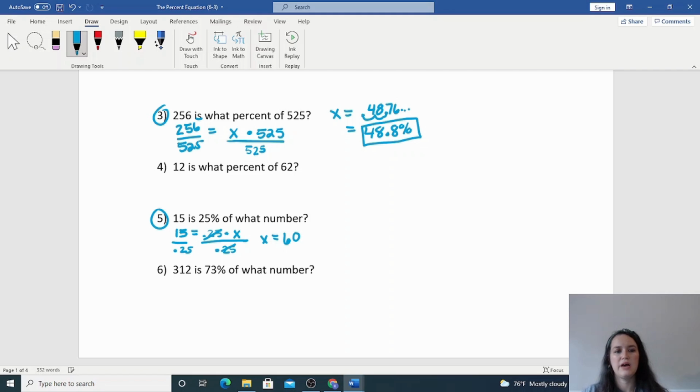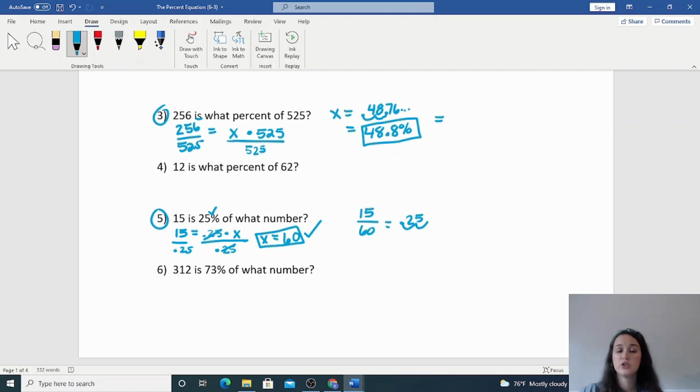Okay. I forgot to go back and check number 3. I'll do that in a second. So let's check 5, make sure that it's right. So my part is 15 over 60. This was just me making sure that I did it right. So 15 divided by 60 is 0.25. If I move my decimal over 2 times, I get 25%. Okay, so I know this one's good. And let's go back and check number 3.